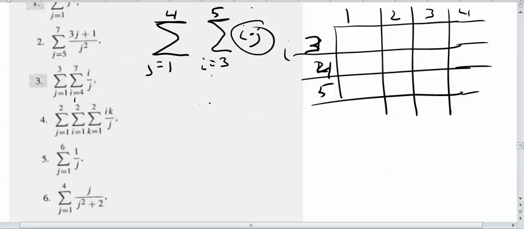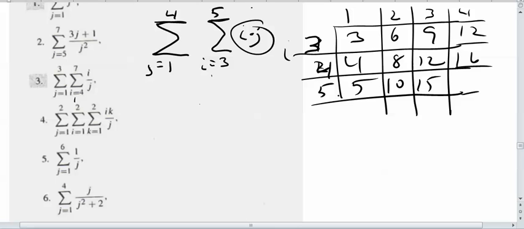Now it's telling me to multiply them. So 3 times 1, 3 times 2, 3 times 3, 3 times 4. 4 times 1, 4 times 2, 4 times 3, 4 times 4. 5 times 1, 5 times 2, 5 times 3, 5 times 4. I'd add all that up and that's my double summation. Okay? Alright, so next one. Let me erase this.